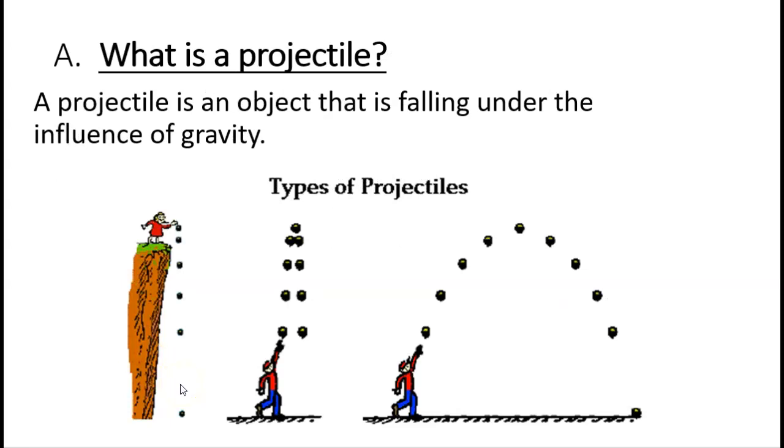Once again, what is a projectile? A projectile is an object that's falling under the influence of gravity. So all three of these pictures below are examples of projectiles.